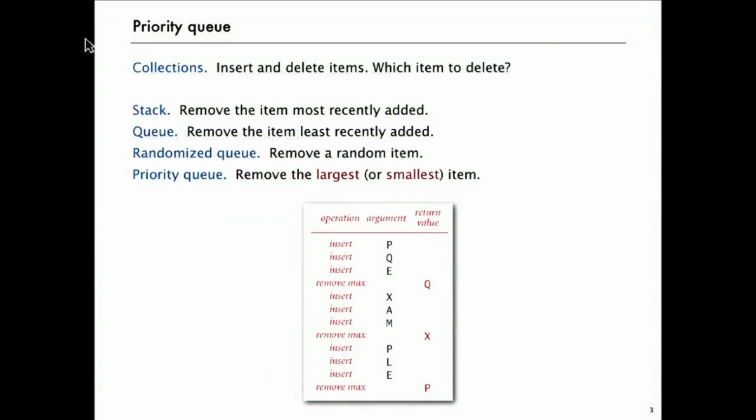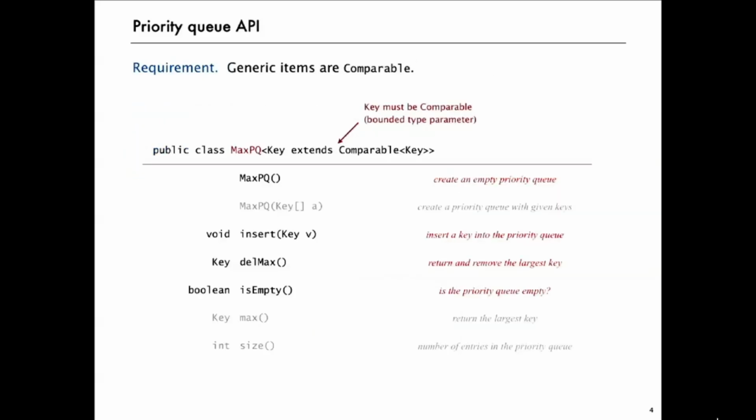So in this little example, if we insert P, Q, and E, then when we do remove max, we want to get the Q out. If later we insert X, A, and M, then we remove max. The largest one in there is X. And we insert P, L, and E, and then after a while we remove max, P. So that's our basic setup. That's the definition of what a priority queue is.